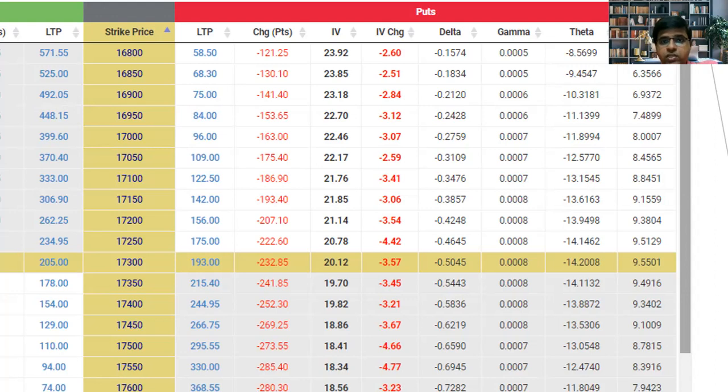Just to give you a basic idea about how the option Greeks can be different across the different strike prices. This data is as of 17th March, end of day, and it has been taken from a website named Options Chart.